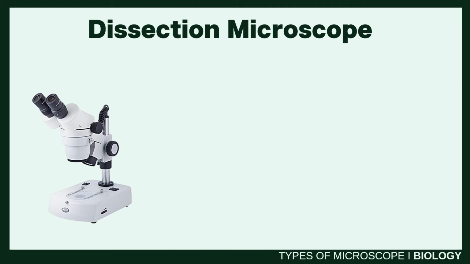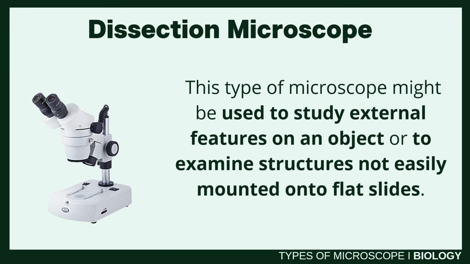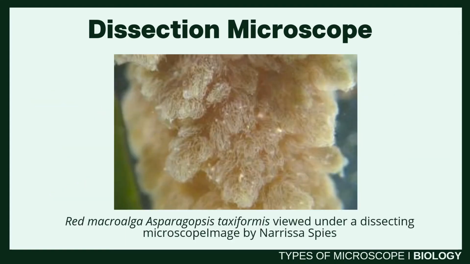The dissection microscope is essential for studying an object's external features, or it can also examine structures of a specimen that cannot be easily mounted on a slide. This is a sample image of a specimen observed using a dissection microscope.